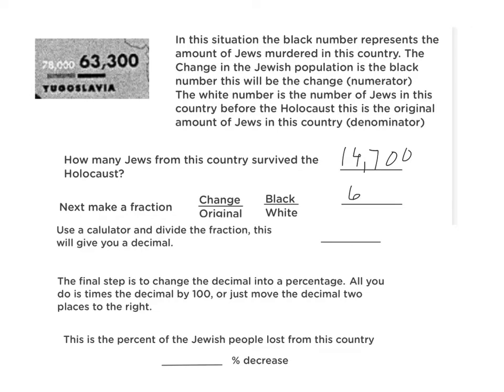We're going to make a fraction. The change, which is 63,300, divided by 78,000. I'm going to divide those. 63,300 divided by 78,000 gives us 0.811. This is an 81.1% decrease of the Jewish population in Yugoslavia during the Holocaust.